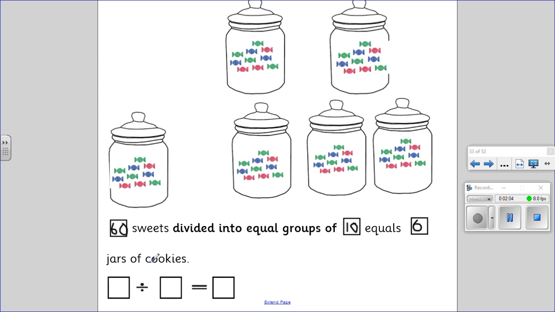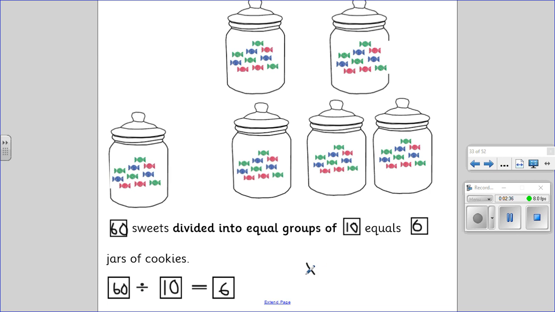Right, have a go at writing a division equation for that. Pause the video if you'd like to have a go yourself. Okay, so we always start with the whole. We've got 60 sweets all together, and we divided them into equal groups of 10. So we didn't share them, we grouped them into equal groups of 10, and that equaled 6 jars. Brilliant if you got that, well done.